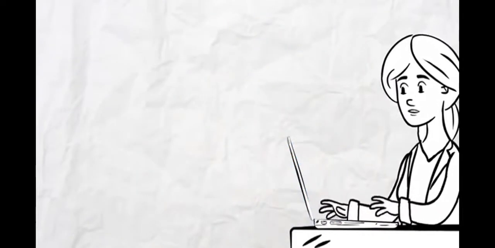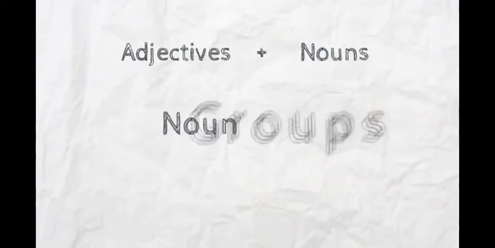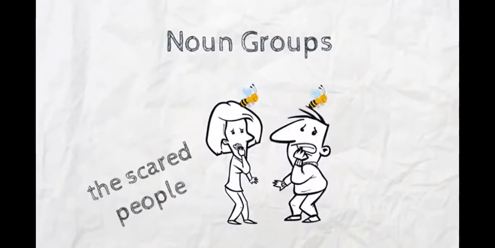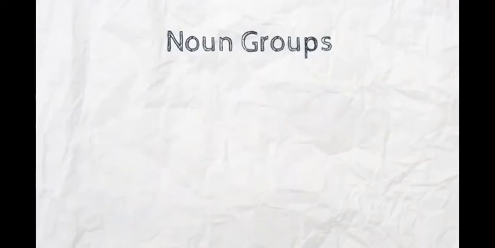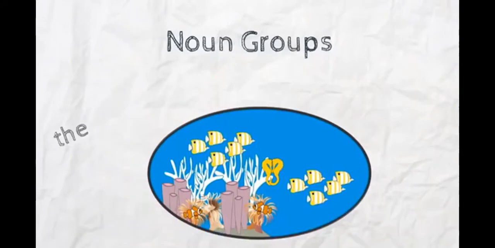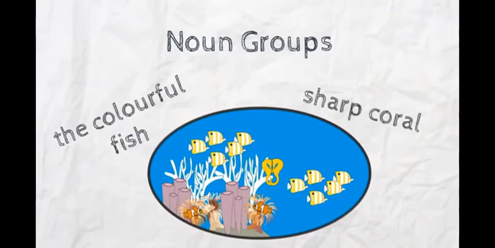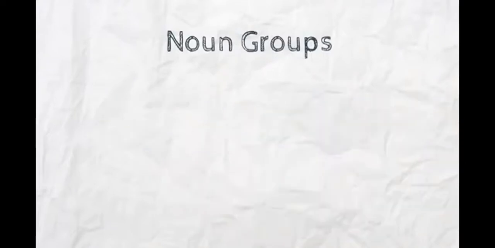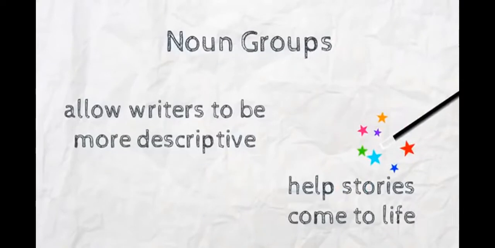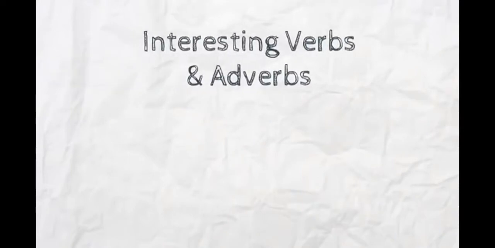One way that a writer can do this is by using a combination of adjectives and nouns to form noun groups. For example, the scared people, a towering skyscraper, the colourful fish, sharp coral. Noun groups allow the writer to be more descriptive, and they help the story come to life in the reader's mind. Two more language elements that good writers use are interesting verbs and adverbs.